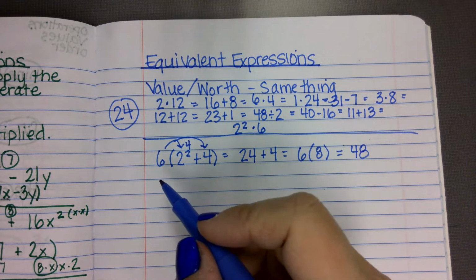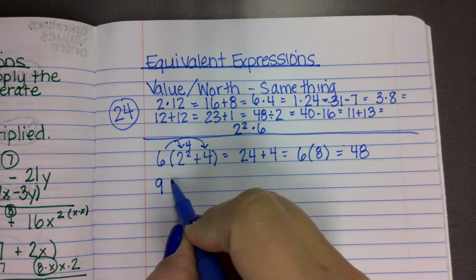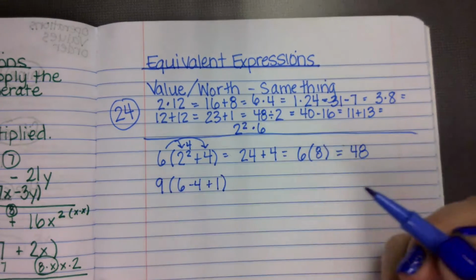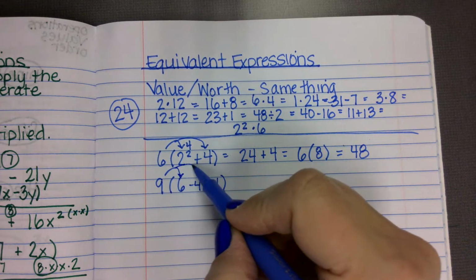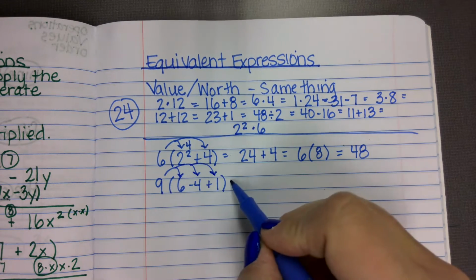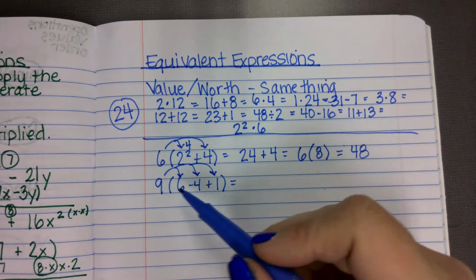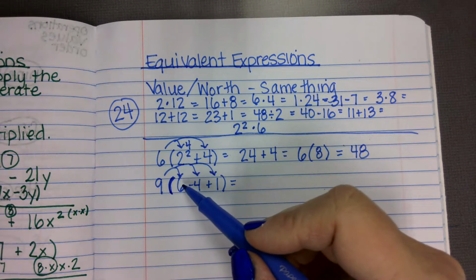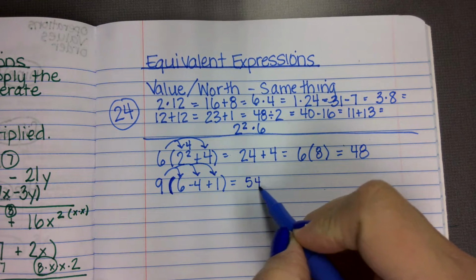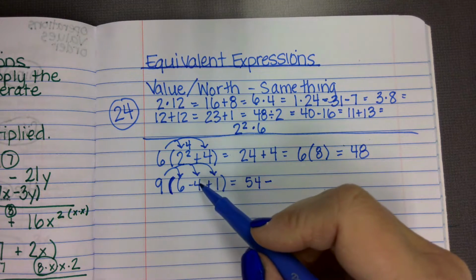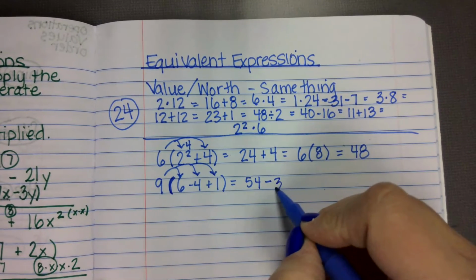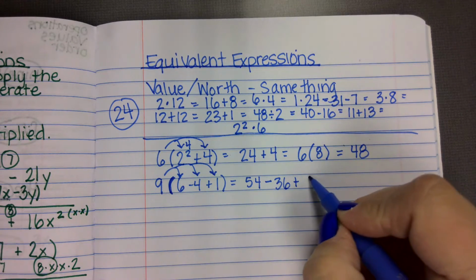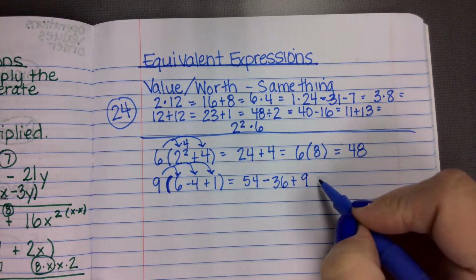Okay. What if I had 9 parentheses 6 minus 4 plus 1? Okay. Using the distributive property, I could distribute that 9 to have an operation of multiplication with each of these numbers, because remember, this parentheses means multiplication. So 9 times 6 is 54. Then minus 9 times 4 is 36. Then the plus sign, 9 times 1 is 9. That would be an equivalent expression.